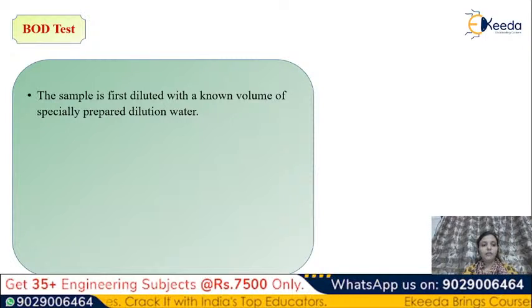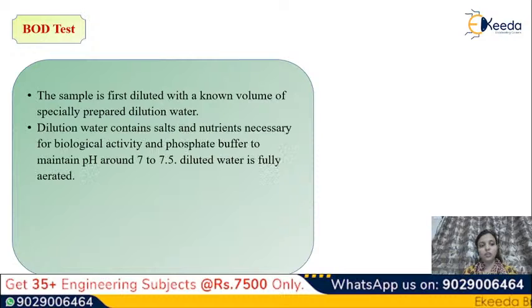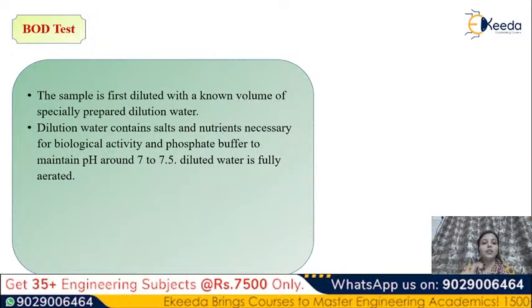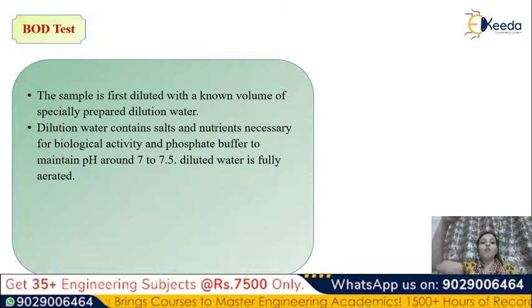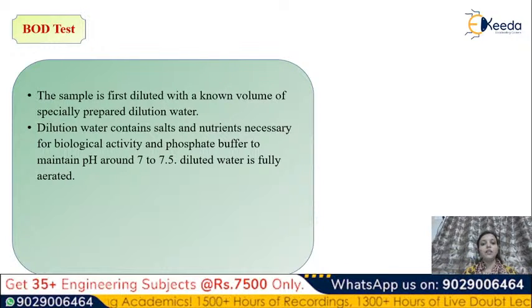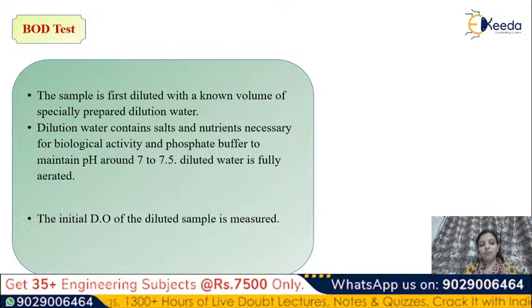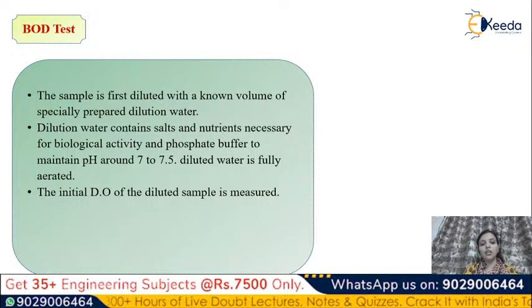As I already explained, the sample is first diluted with a known volume of specially prepared dilution water. So suppose there is 100 ml of sewage sample, then you can dilute it to 1000 ml with distilled water. The dilution water contains the salts and nutrients necessary for biological activities and a phosphate buffer to maintain the pH around 7 to 7.5, that is neutral. Diluted water is fully aerated water. So basically we are providing aeration for the diluted water.